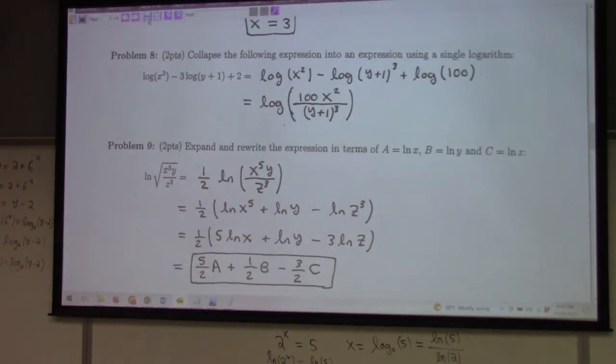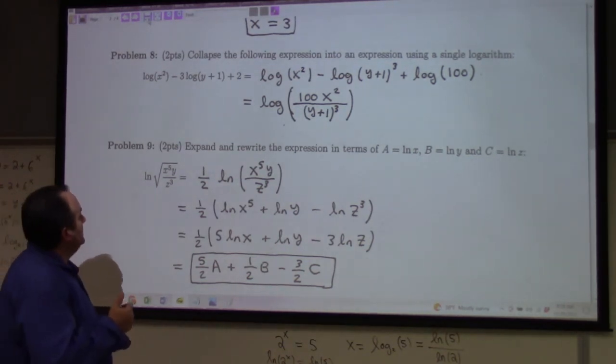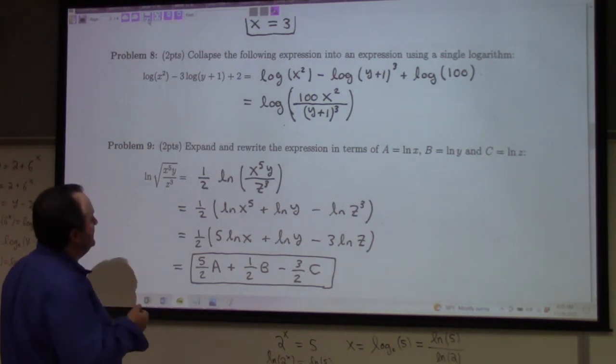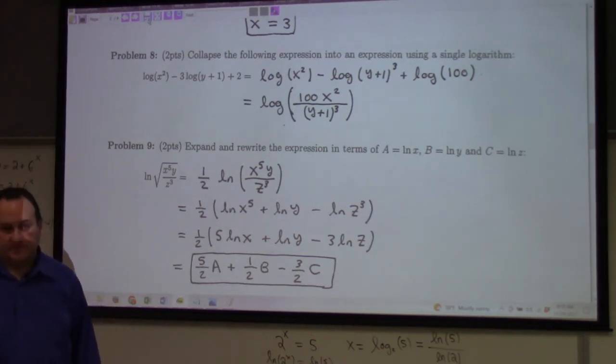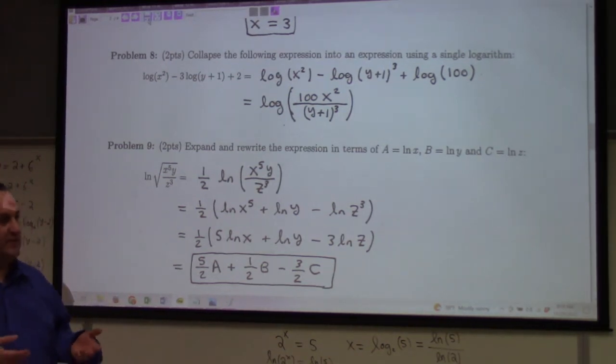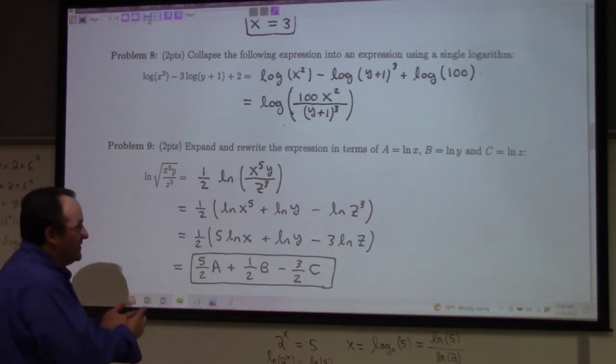So problem 8, we have log of x squared minus 3 log of y plus 1, plus 2. Now that 2, that probably stopped some of you, right? What do you do with the 2? This is maybe one of the harder problems on the test, right? Because this step of taking 2 and making it into a log, if you haven't had that thought before, is not an easy thought to have. I mean, that step is kind of surprising.